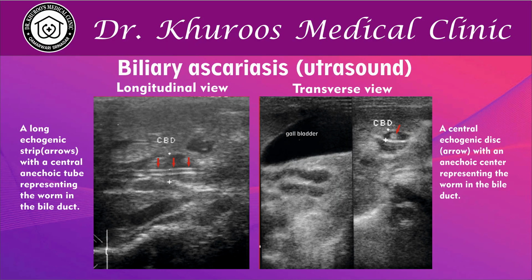Ultrasound is a dependable tool to diagnose worms in the bile ducts. In the longitudinal views, worms look like long echogenic strips with a central anechoic tube representing the alimentary canal of the worm. In the transverse view, worms look like echogenic discs with an anechoic center.